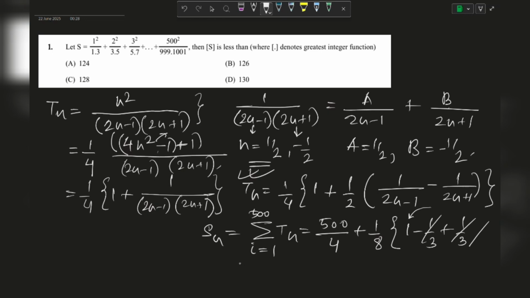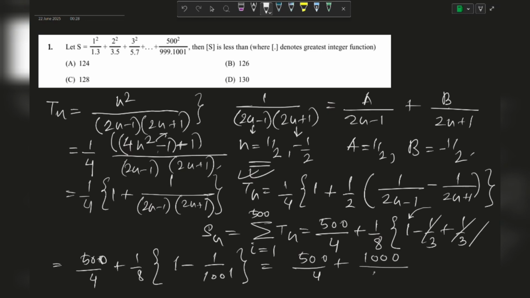So I'm directly writing this as 500 by 4 plus 1 by 8 into 1 minus 1 by, you put 500 here, so 500 into 2 is 1000 plus 1, 1001. So this becomes 500 by 4, and we have 1000 above and below we have 8008. So this is basically it. Now we have been asked in the question to find out the box of this particular value.